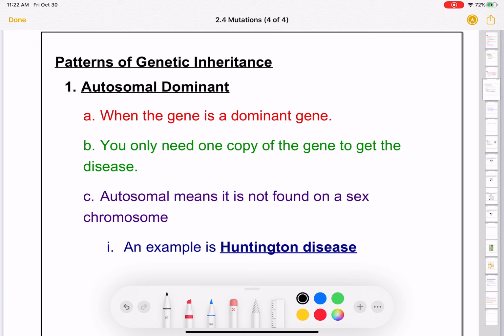So some patterns of genetic inheritance. We've got autosomal dominant. This is when a gene is a dominant gene, and you only need one copy of the gene to get the disease. Autosomal means that it's not found on the sex chromosomes.